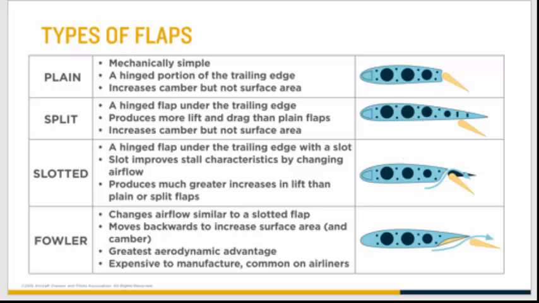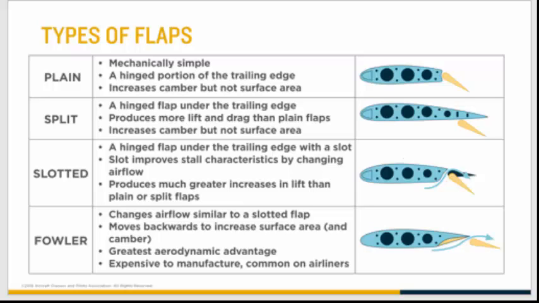This gap forces high pressure air from below the wing over the upper surface of the flap, which helps keep airflow continuous. Because of the delay in airflow separation, it also increases the maximum coefficient of lift more than plain and split flaps. Like plain and split flaps, it only changes the wing's camber and not the surface area.